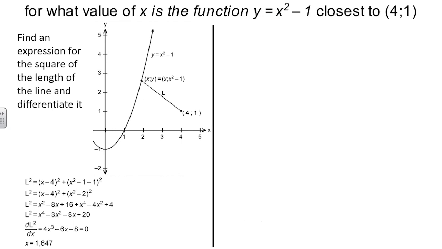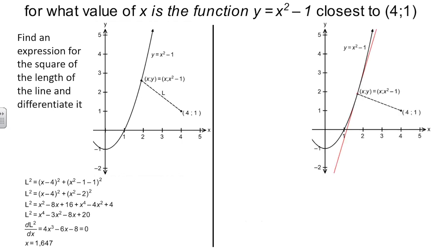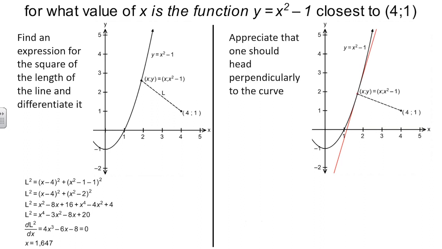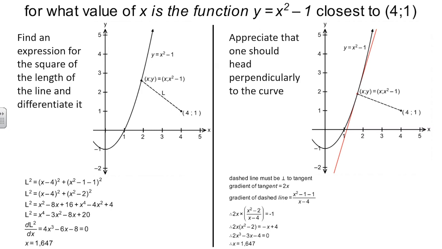Another way of doing this question, which still relies on some calculus, is to actually appreciate that for the shortest distance, we should head perpendicularly to the curve from the point. Right, now we know the gradient of that red tangent line is 2x, right? And we can also work out the gradient of the dashed line and get an expression for that. And the product of those two gradients must be -1 in order to have a 90-degree angle in there. And lo and behold, if we solve that equation, we get exactly the same answer.